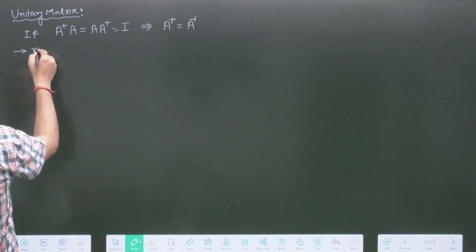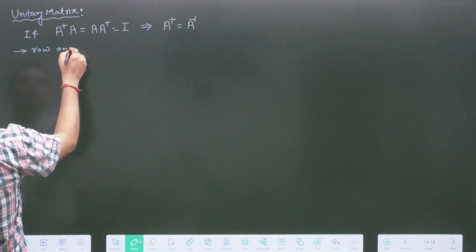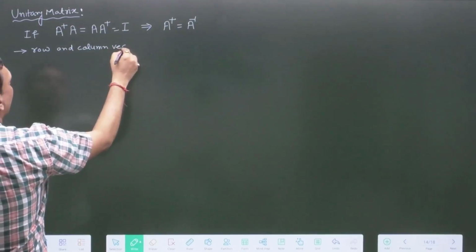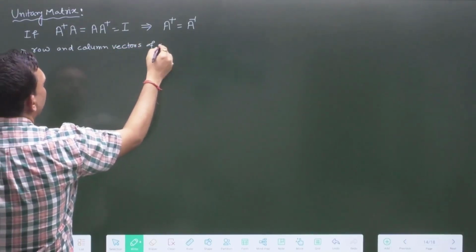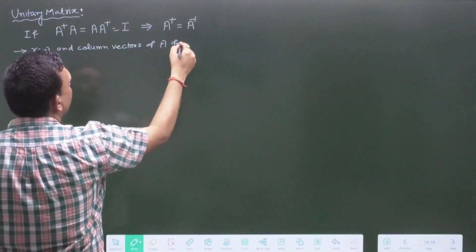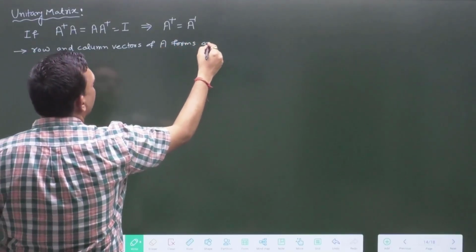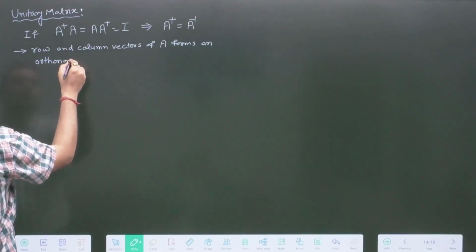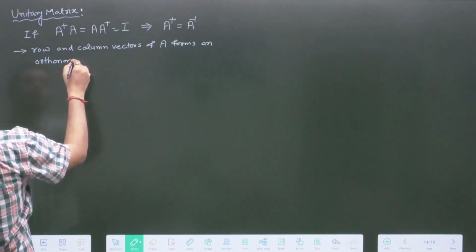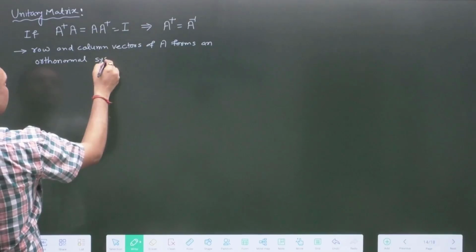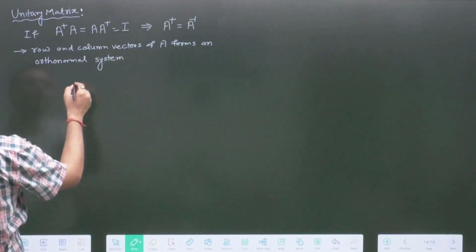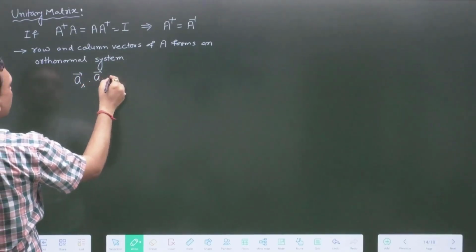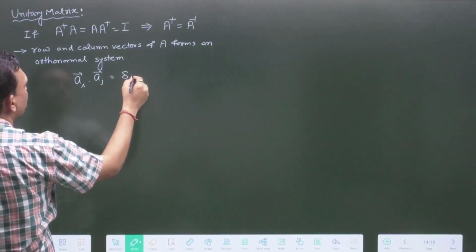Also, row and column vectors of A form an orthonormal system. Orthonormal system. Again, Ai dot Aj is Kronecker delta.